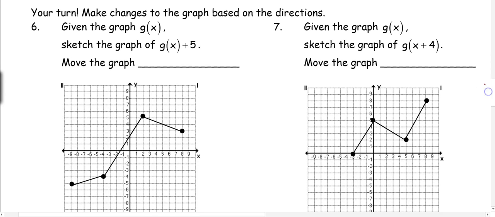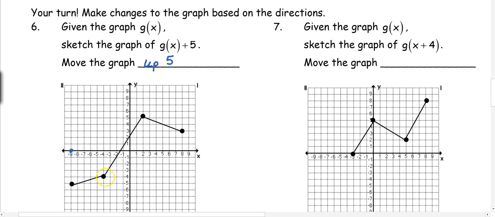Now let's try going the other direction. You're going to be given an original graph and a new function rule, and you have to move the new graph. If I have g of x and I want to sketch g of x plus 5, this plus 5 is outside the parentheses, which means I moved up 5 units. So from each point, I'm going to count up 5 to make my new point. From here, I'm going to go up 5, 1, 2, 3, 4, 5.